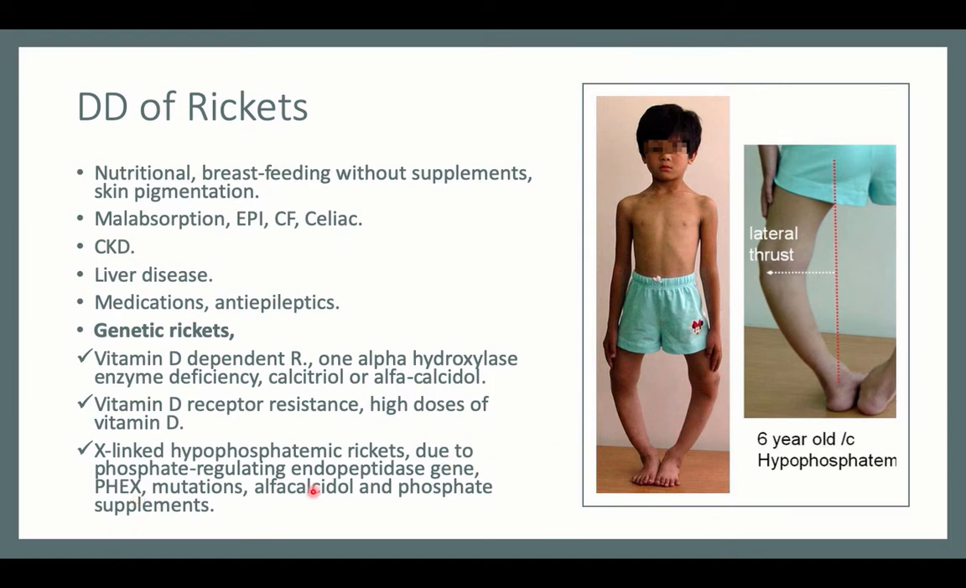In this mutation there is increase in phosphate loss in urine. So it is not related to vitamin D deficiency, not related to vitamin D resistance, not related to calcium abnormality, but it is related to phosphorus loss in urine. The treatment will be in the form of the active form of vitamin D plus phosphate supplements. Very important. Look at this boy with X-linked hypophosphatemic rickets, being short, with disproportionate short stature, with characteristic bowing of legs.